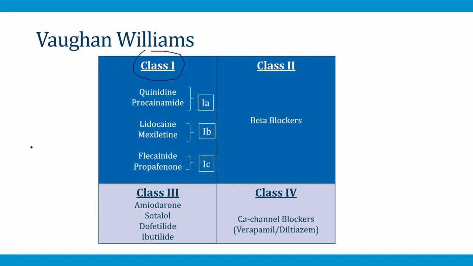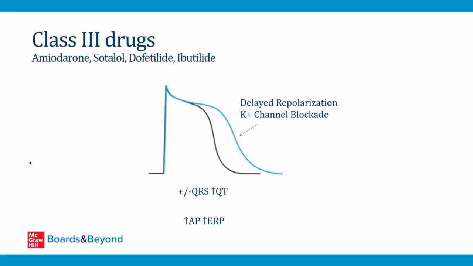So in this video, I'm going to focus on the other three groups, the class 3 drugs, the class 2, and the class 4 drugs. So let's start with the class 3 drugs because they're the trickiest. Examples of class 3 antiarrhythmic drugs include amiodarone, also sotalol, dofetilide, and ibutilide. And these drugs, because they're in class 3, block potassium channels.